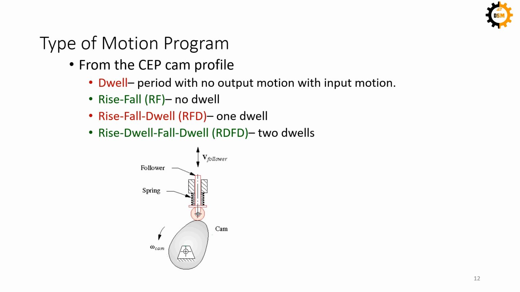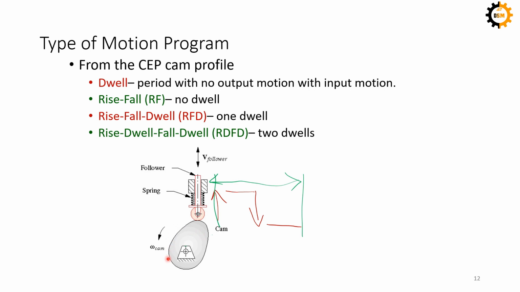The next type is what we call the double dwell cam profile, based on the CEP. That type of cam profile is such that first of all the cam rises, then it stays here for some time, then it falls, and then stays here again. So the complete cycle of the cam from here to here has these four motions. Okay, so this type of cam profile, CEP motion, is known as rise, dwell, fall, dwell.